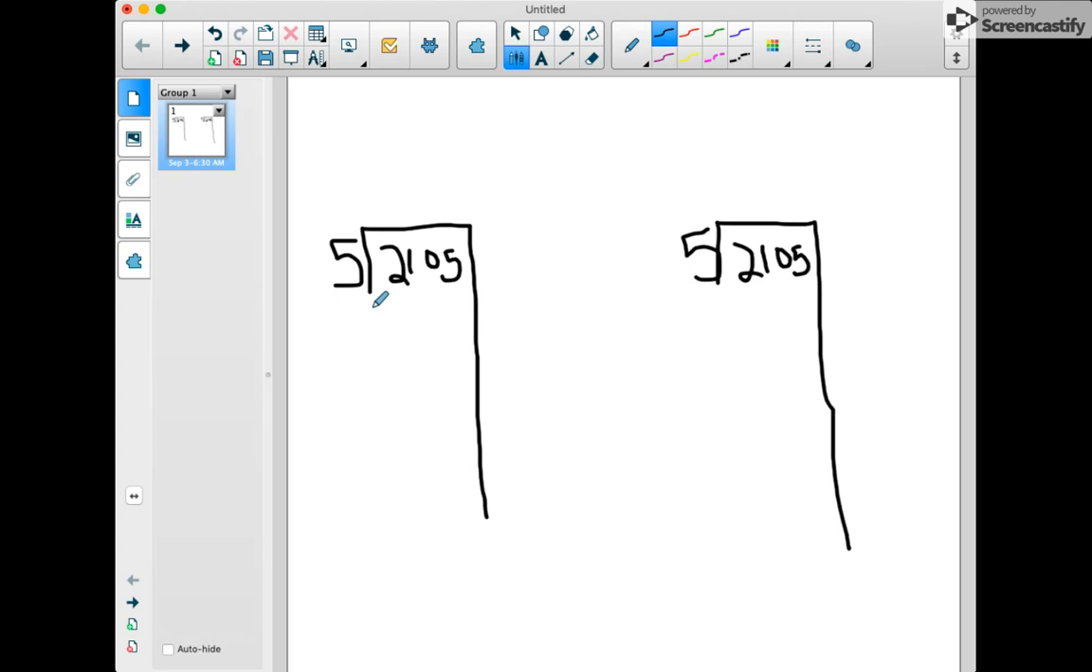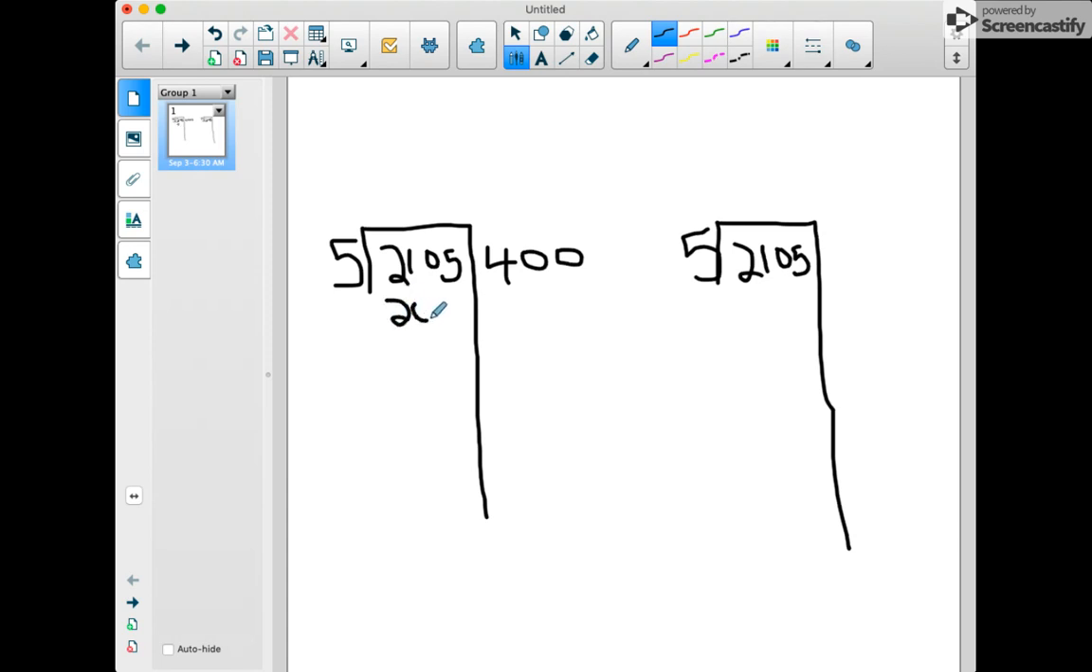In the first problem, we're solving 2,105 divided by 5. So last year when you worked on partial quotients, you thought about it as how many times can 5 go into 2,105? And a lot of times we would write our guess on the side. So you would say, I know that 5 times 400 would be 2,000 and subtract.